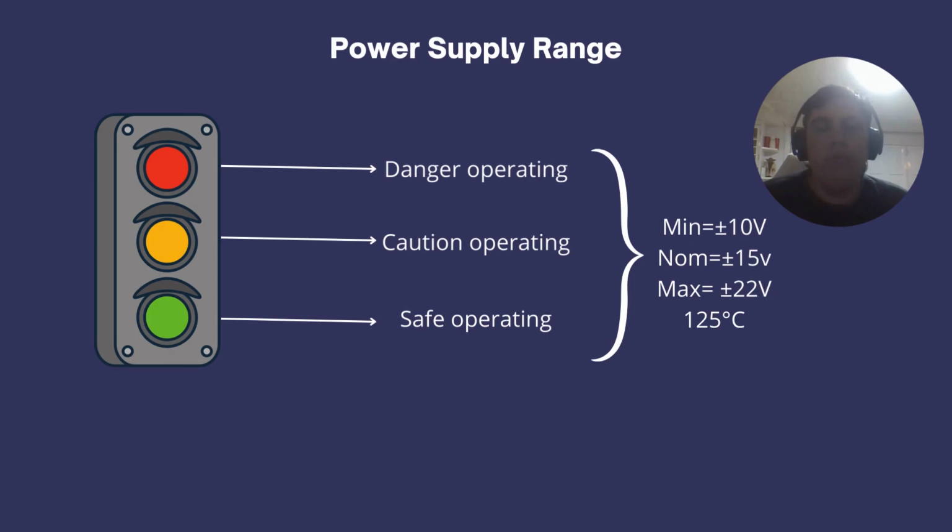In this part, we're going to talk about the power supply range. We can explain it with a light: the green one is the safe operating range that we have. The safest is between the minimum and the normal voltage, that is 10 and 15. Another is the yellow, that is caution operating, that we can take from normal to max, and danger operating is getting close to 22 volts, which can cause the op-amp to get damaged.